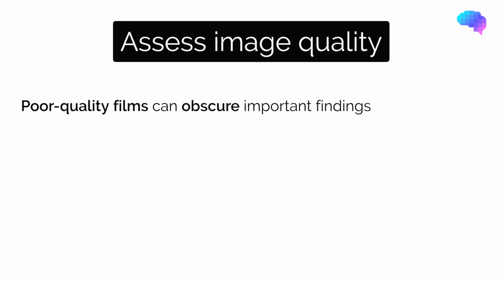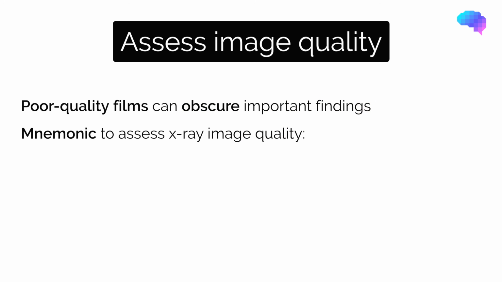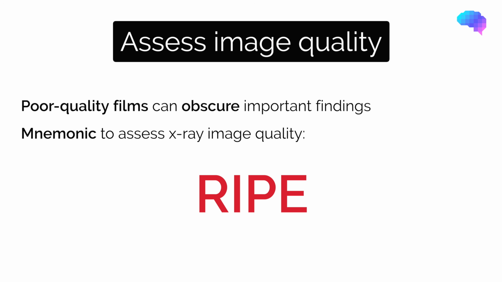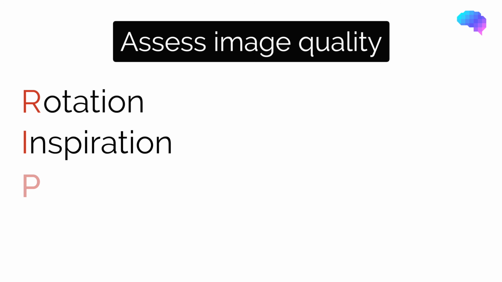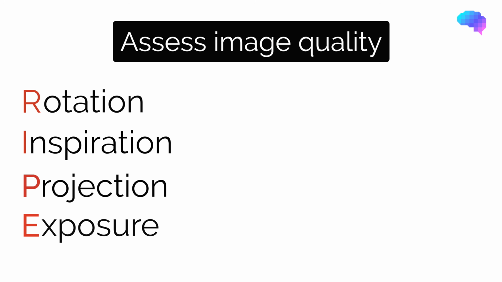The first step in our approach to interpreting a chest x-ray is to assess the quality of the image. Poor image quality can obscure important film findings, and so ensuring the image quality is appropriate is essential. A useful mnemonic to assist with this is RIPE. This mnemonic corresponds to R for rotation, I for inspiration, P for projection, and E for exposure. Let's look at how to assess each of these in more detail.